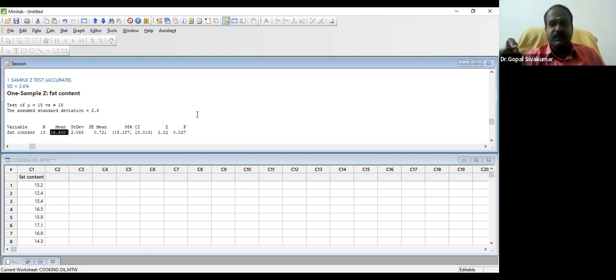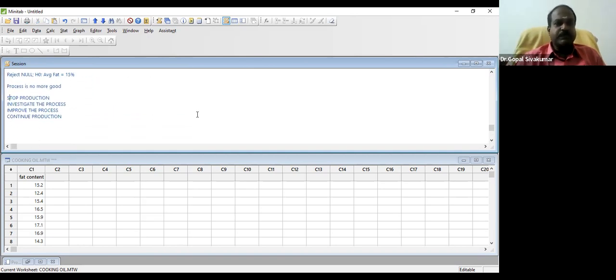Why? Because your company has the record of very low values close to 15%. But now the average itself is at a distance of 1.6, which is intolerable. That is why you are advising the company to stop the production. Something serious is happening. The damage could have already started, or if you leave it just like that, the damage will start happening tomorrow onwards. So you are cautioning them, stop the production. Investigate why the average is moving. Average should not move.